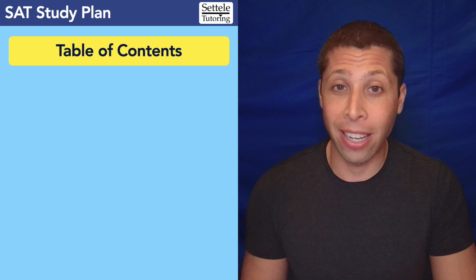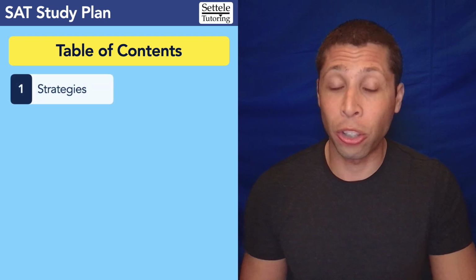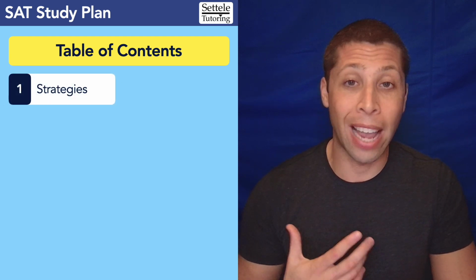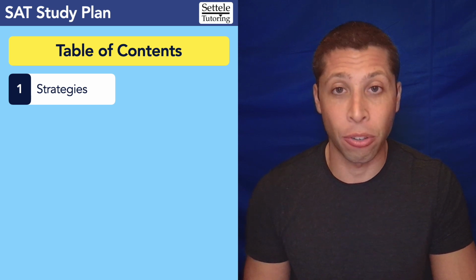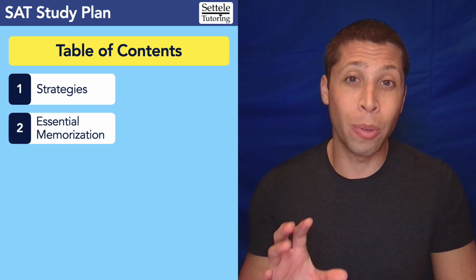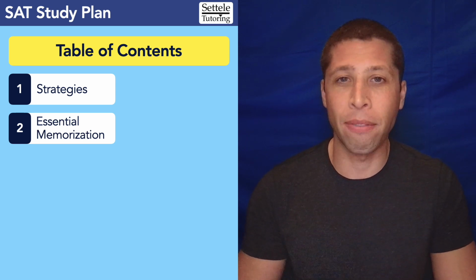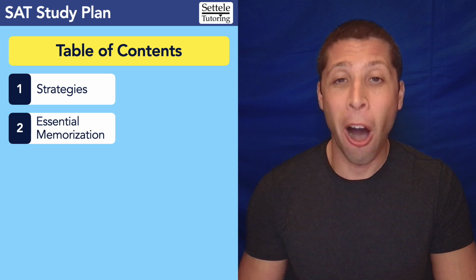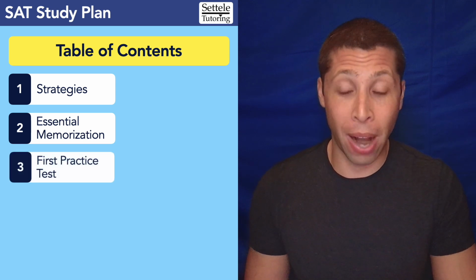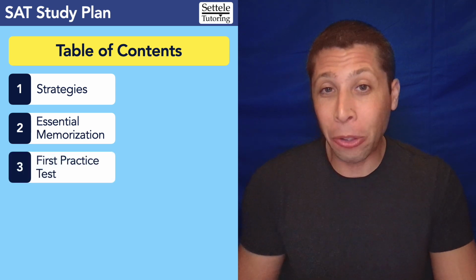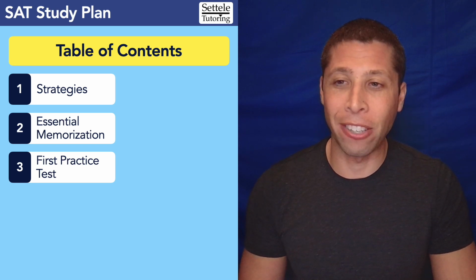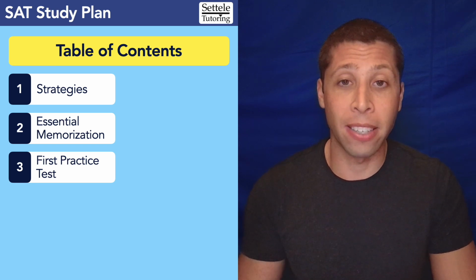This is a table of contents for our 10 steps. First, we're going to start with an overview of the strategies, learning how this test works and the different ways we want to answer the questions. Then we will move on to essential memorization, the most important topics for reading and math. We need to have this stuff down in order to have a fighting chance on the exam. We will take our first practice test in step 3, and hopefully we'll do well, but not really going to have high expectations there. But it's a great way to start practicing the things we've learned.